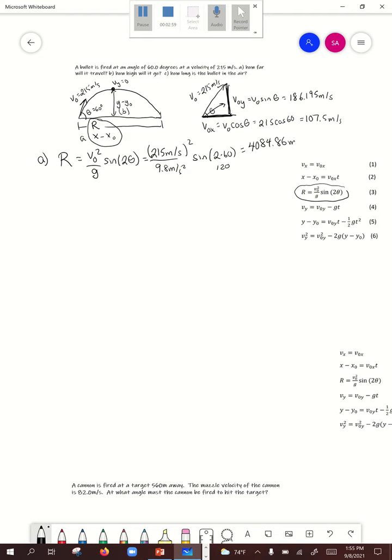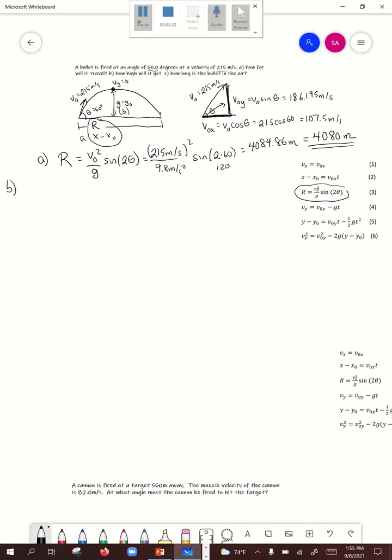4,084.86 meters. And now I want to round to the correct number of significant figures. My angle is 60 degrees, distance 215, so that's 3 significant figures for both of them. So that's, let's see, 4,080 meters. All right, so that's about 2.5 miles that it goes. That's pretty far. All right, next thing, part B, how high does it go?